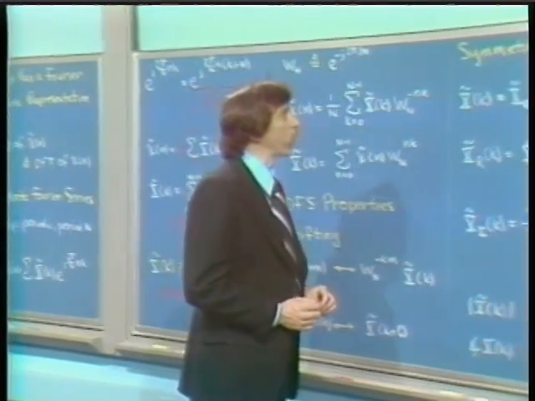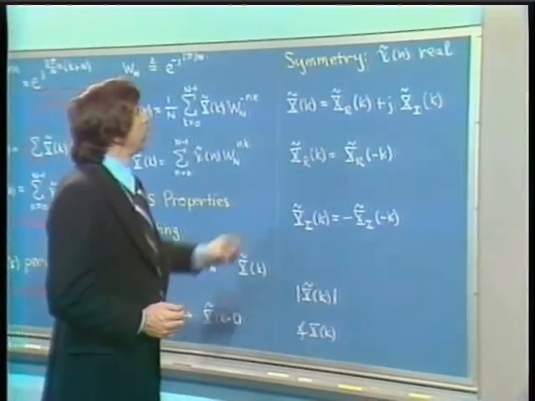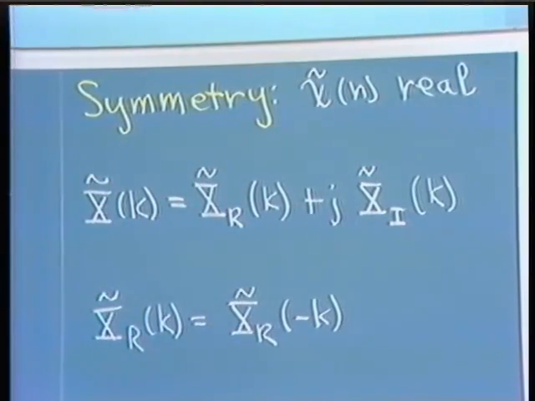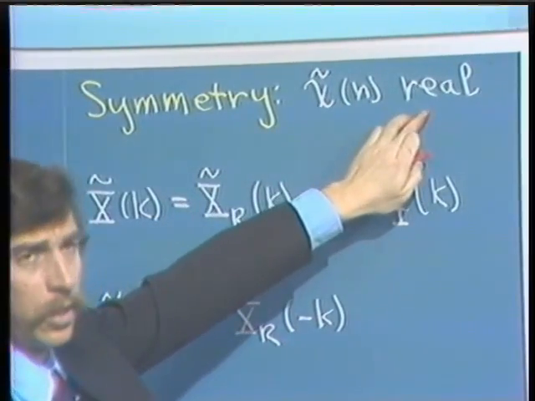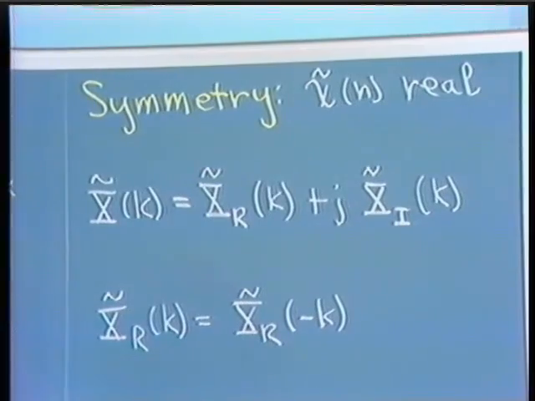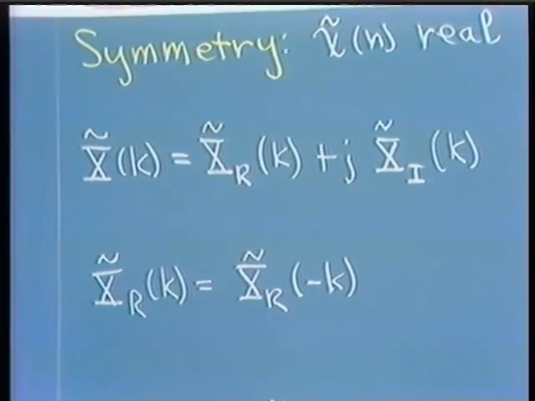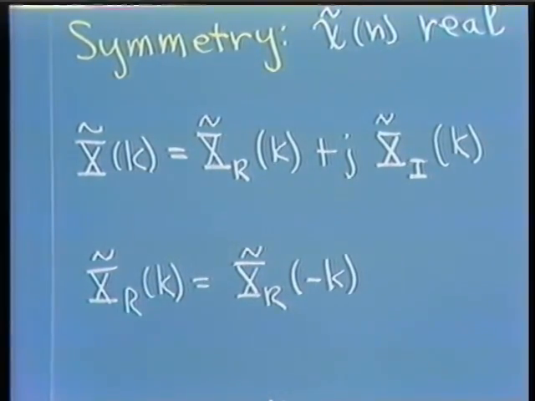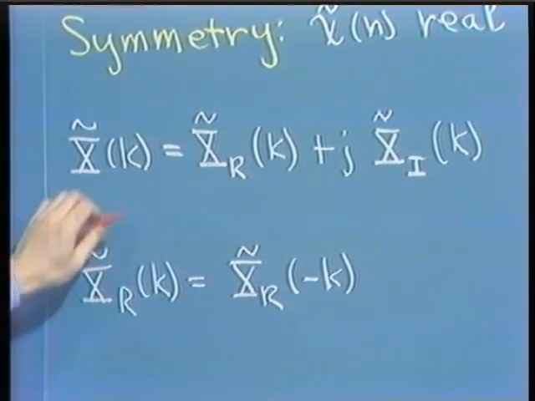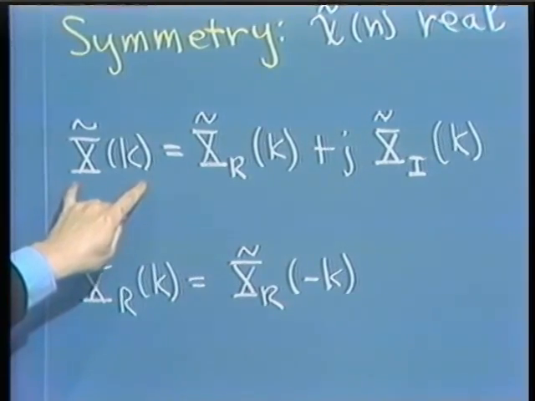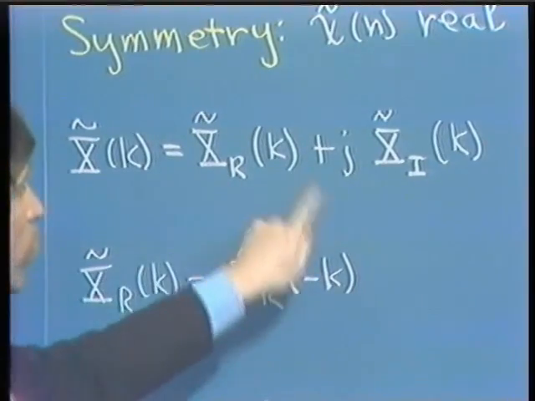Another useful property, which we've also talked about for the Fourier transform, is the set of symmetry properties. In particular, if we consider x tilde of n to be a real periodic sequence, then there are symmetry relationships between the real part of the Fourier series and symmetry relations for the imaginary part of the Fourier series.